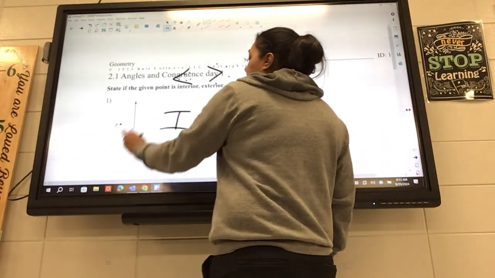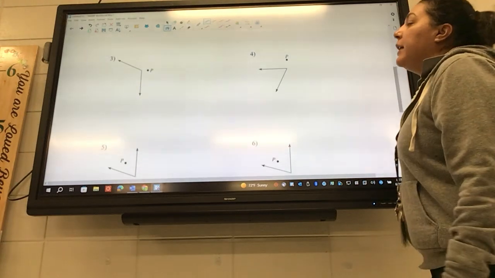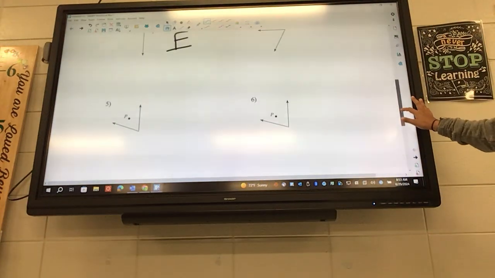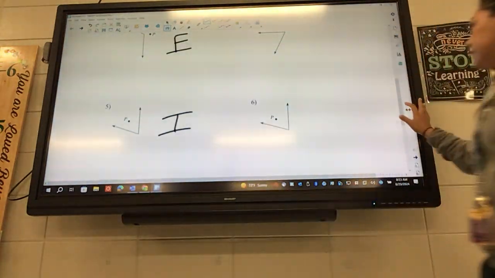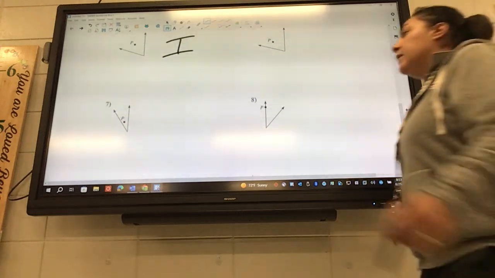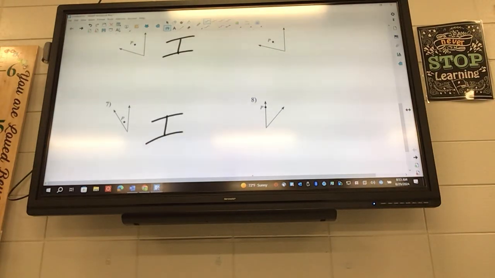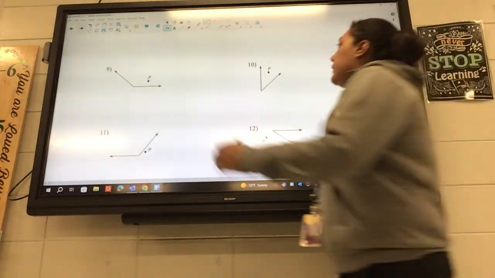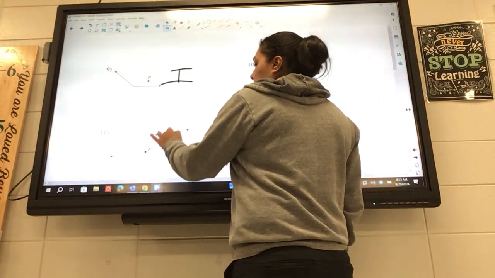Interior. Interior, so we're going to put an I. And this is why I said we're going to go fast today. Okay, 3, interior, exterior, on the angle? E. Exterior, okay? 5, interior. So we're just going to put an I. We don't even need to spell the word out. 7 is interior. Number 9 is going to be interior. And 11, exterior. Good.